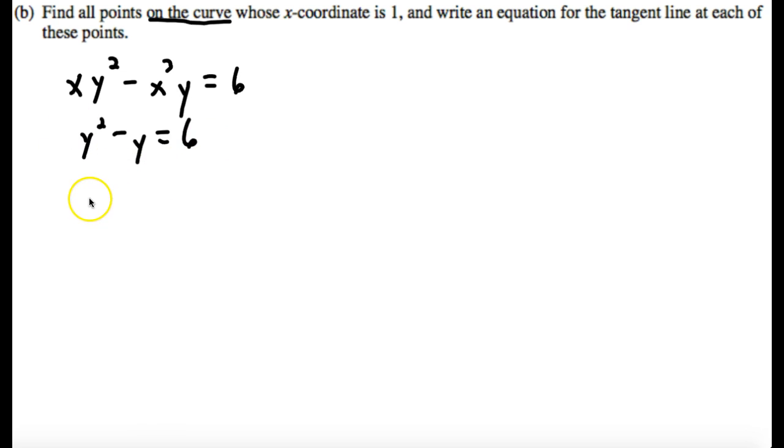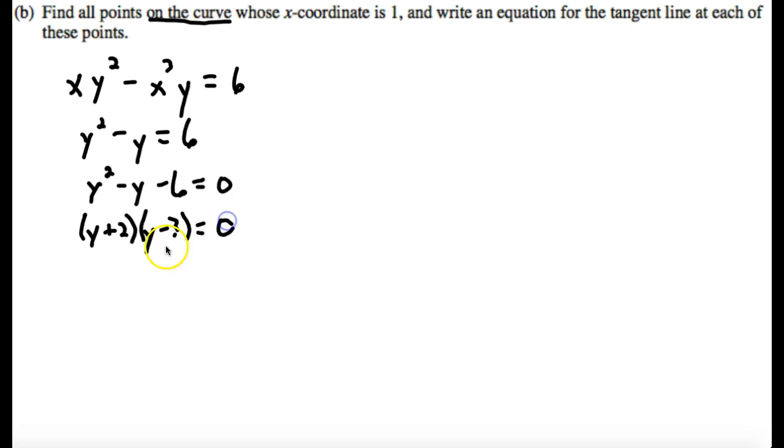Well, I first want to get everything on one side equal to 0, so I'll subtract this 6 over, and this actually factors pretty nicely, right? Two numbers that multiply to negative 6 that add to negative 1 would be negative 3 and positive 2. So we would get y plus 2 times y minus 3 equals 0. And when I solve both of those, I would get y equals negative 2 and y equals positive 3.